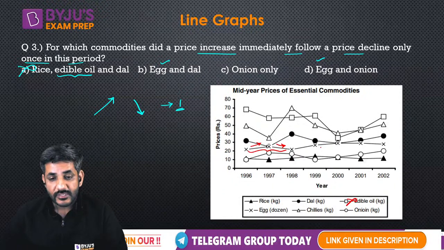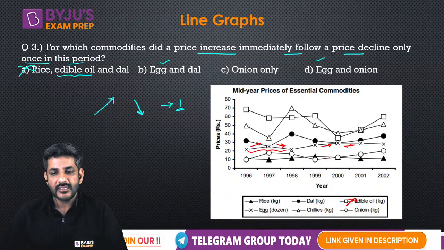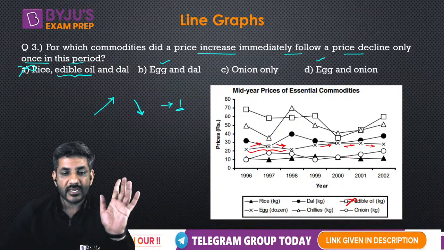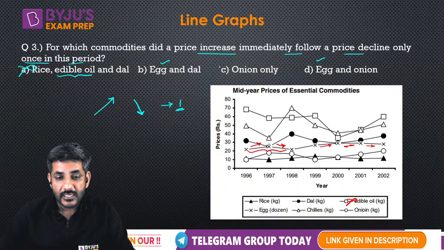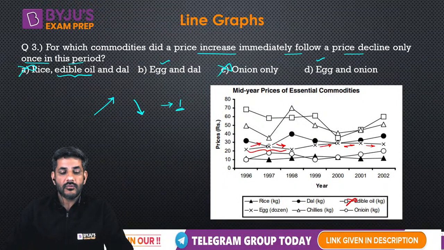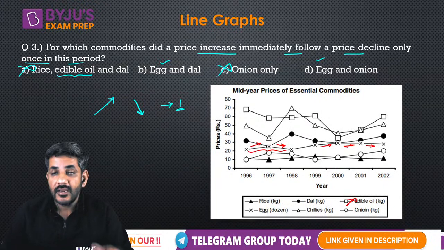अगर आप ध्यान से देखो, यहां पे it has increased, but then it remained the same. It did not decrease. It remained the same. And then it decreased a bit. So therefore, there was only one scenario. In case of egg, it has happened. So therefore, I can say onion only cannot be my answer. Now, either my answer is egg and dal or my answer is egg and onions.